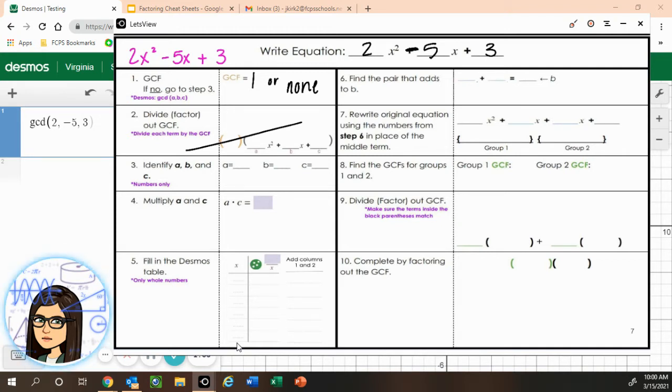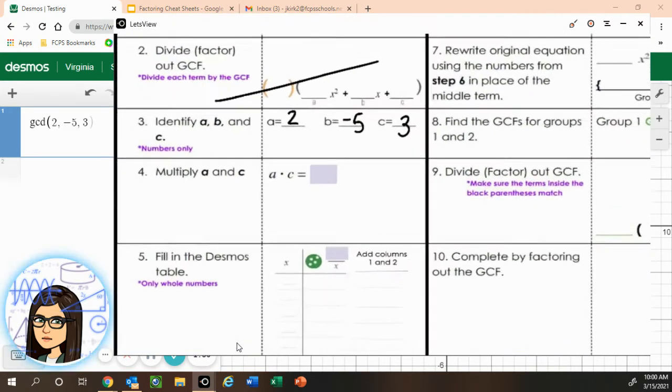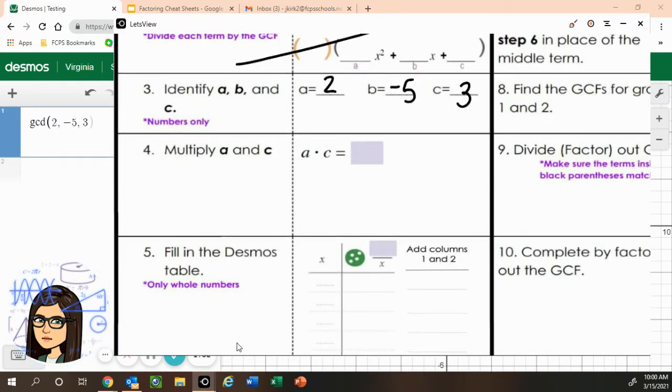Our next step, we want to identify A, B, and C. Remember, A is the coefficient of our x squared term, so A is 2. B is the coefficient of our x term, so B is -5. And C is our constant at the end, so C is that +3. Okay, step 4, I'm going to zoom in so we can see a little bit better. We multiply A times C, so 2 times 3 gives us 6.